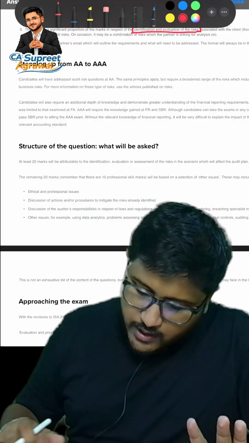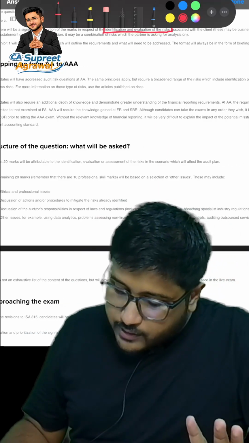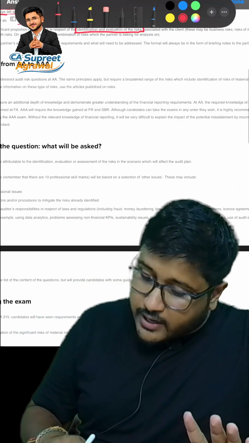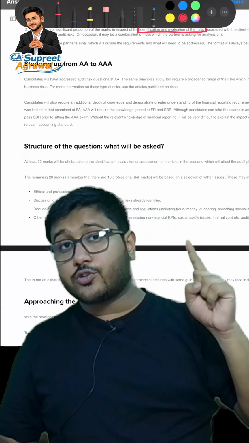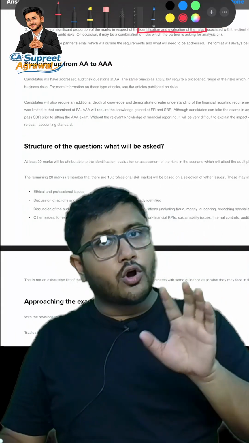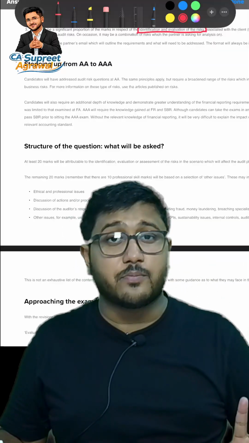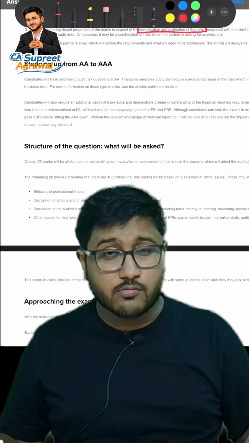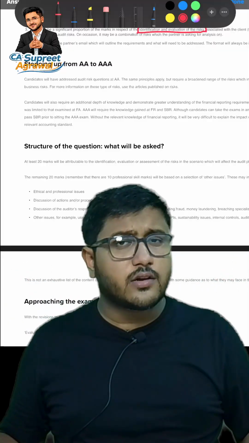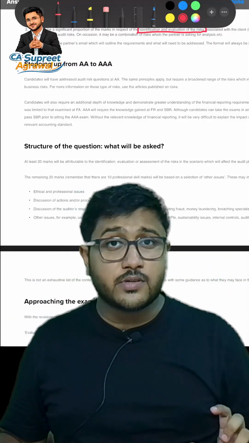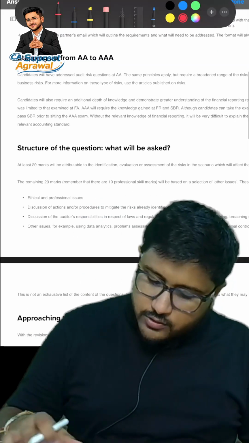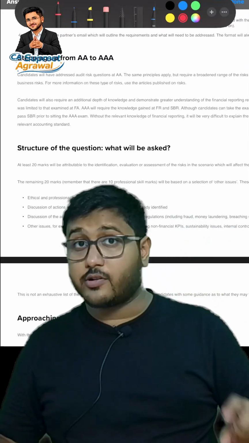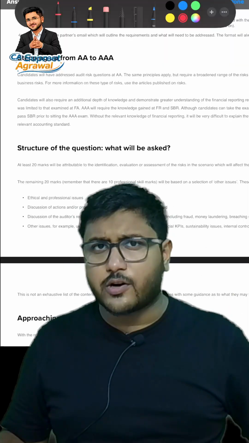Okay, now the same principles apply but require a broadened range of risk, which includes identification of risk of material misstatement and business risk also. In case of AA, we have majorly discussed the audit risk of material misstatement, but we have not discussed the business risk. The horizon is a little wider here. We also have to discuss the business risk as well as some deeper audit risk. Now, for more information on these types of risk, use the articles published on risk, that is the technical articles that we read as part of the AAA paper.